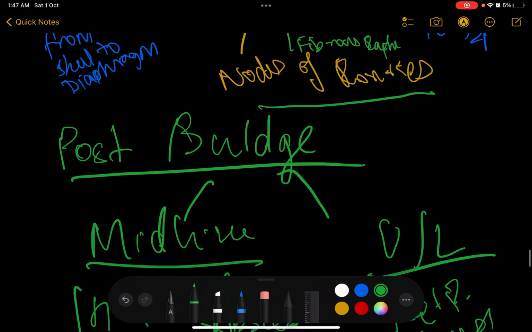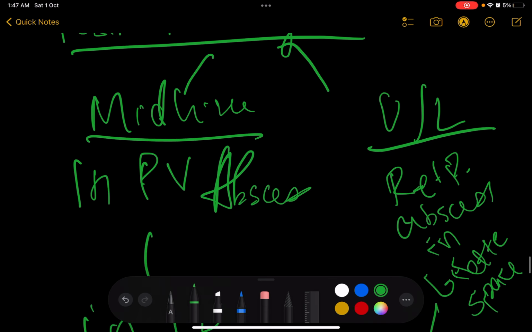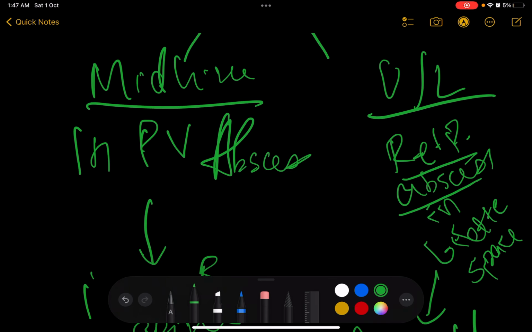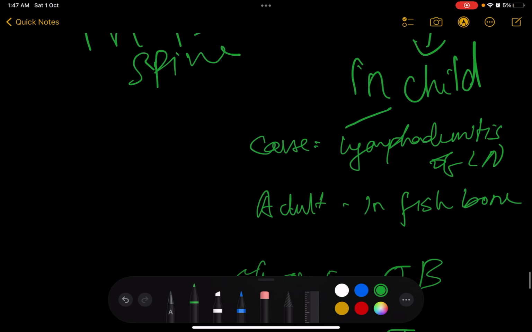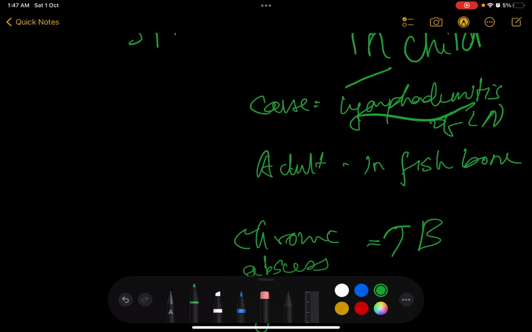That's it. Let's say retropharyngeal bulge. If you have a unilateral bulge, obviously it's a retropharyngeal abscess, that I've spoken about, because there's a fibrous raphe. So in a child it could be because of lymphadenitis, all right, because of the nodes of Rouvière, or if it's an adult it could be a fishbone, all right.